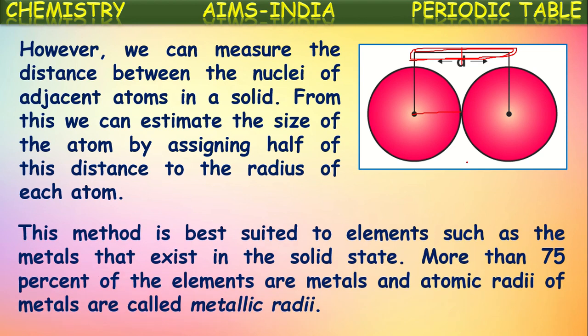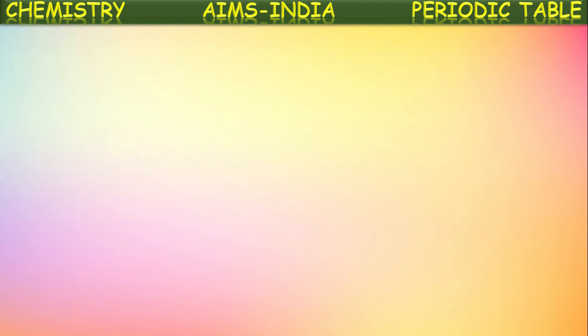Okay, this method is best suited to elements such as metals that exist in the solid state. More than 75% of the elements are metals, and the atomic radii of metals are considered as metallic radii. Okay.